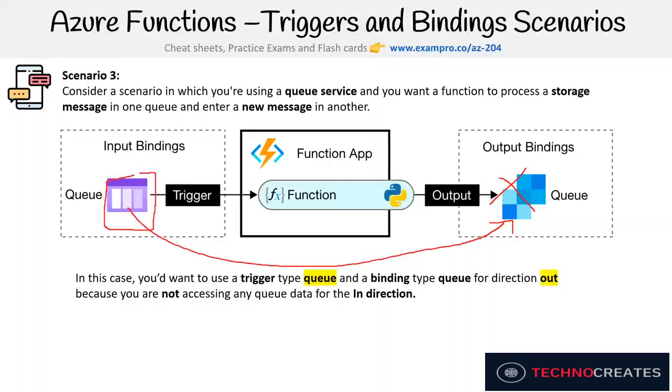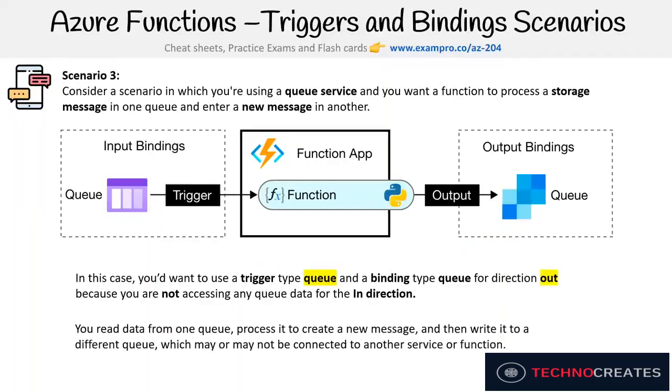Very sorry for that graphical error, but the idea here is that you want a trigger type of queue and a binding type of queue for the direction out, because you're not accessing the queue in the in direction. You read the data from one queue and process it to create a new message, and then write to a different queue, which may or may not be connected to another service or function. So there you go.